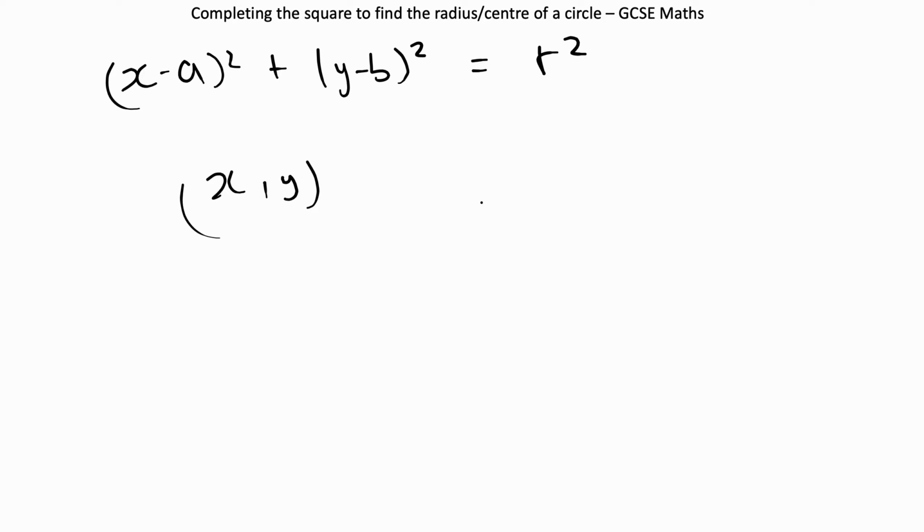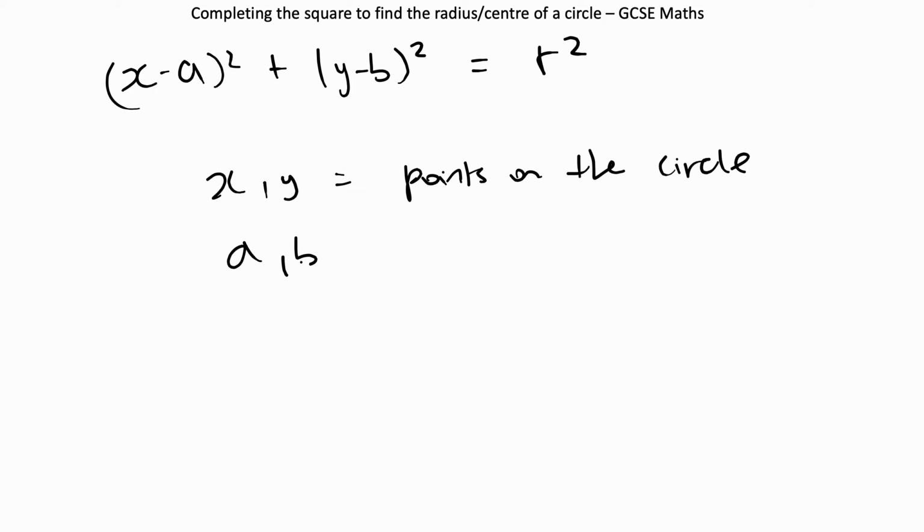Okay, so completing the square to find the radius and center of a circle. In case you forgot, the equation of a circle is (x minus a) squared plus (y minus b) squared, and that's going to equal the radius squared. So x and y are points on the circle, and a and b is the center. So center (a, b).